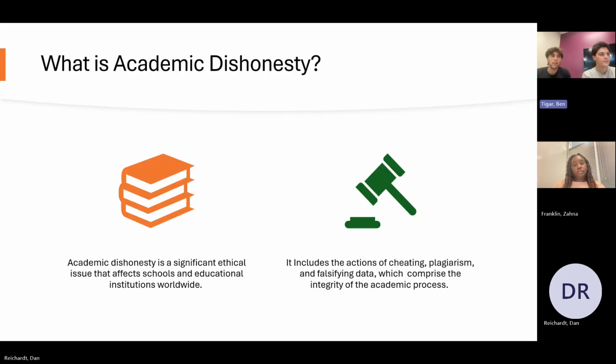Academic dishonesty is a significant and ethical issue that affects schools and educational institutions worldwide. It includes the actions of cheating, plagiarism, and falsifying data, which compromise the integrity of the academic process.